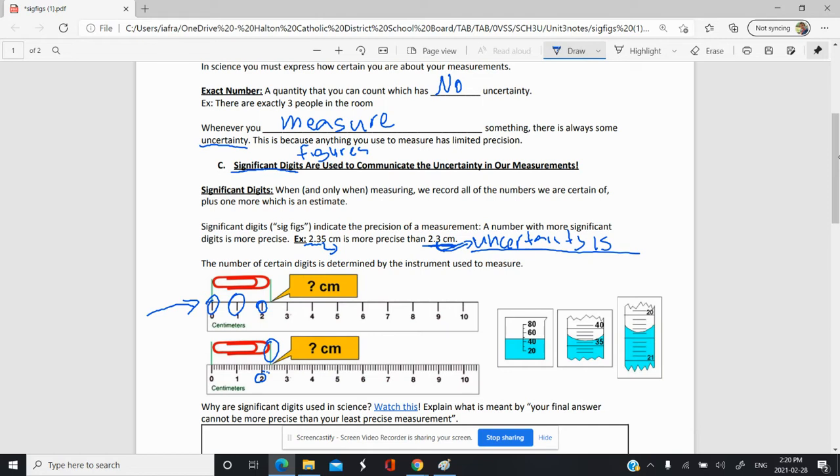2.35. It might be 2.34. It might be 2.33. It might be 2.36. So in that last digit, that's where my uncertainty is. That's where I have some uncertainty. Because here I'm measuring, so I don't have exact numbers. And so you'll notice we have some examples here for measuring volume in a science lab.